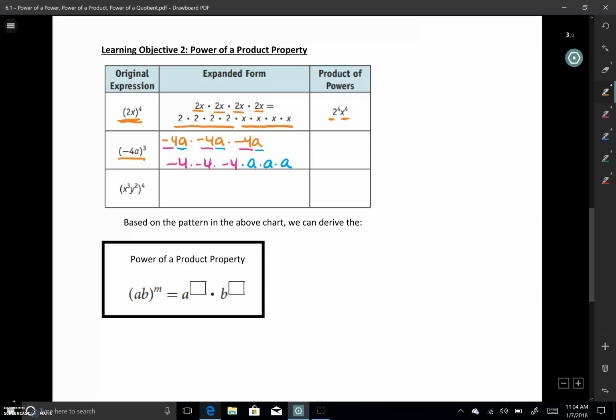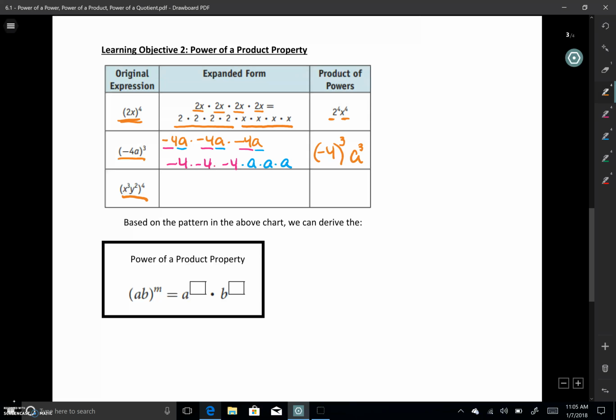that I really have negative 4. And I want this in parentheses because my negative is part of what's getting multiplied. So I have negative 4 cubed times a cubed. Perfect. And then let's take a look at line 3.